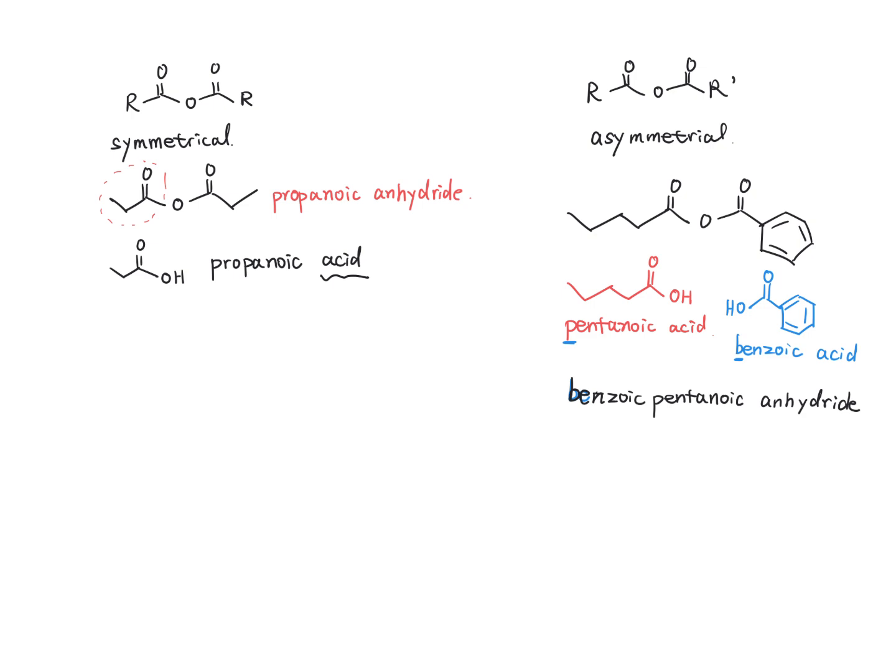So that is when these acid anhydrides are acyclic, so kind of linear. Now we are going to look at how to name a cyclic anhydride.